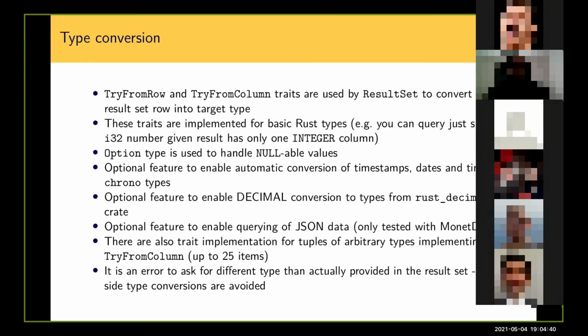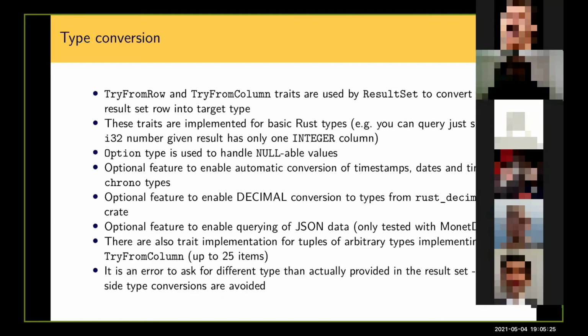There's also a way to query JSON data, which I tested only with MonetDB because that's what I needed. In MonetDB, you can have JSON columns, and they are a bit like string columns, but the database will verify it's valid JSON, and it will let you do some things like accessing values given a path. So this is very nice. If you have this feature enabled, you can get a JSON value from the JSON crate, and you can work with that further.